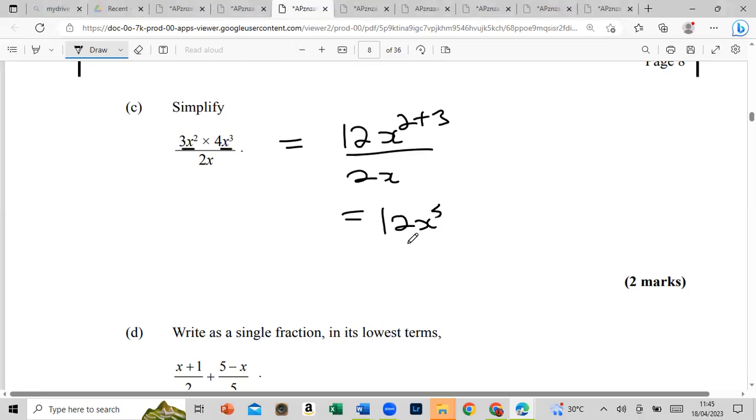divided by 2x. Now we can put 2x to the 1 because that's what it actually means. So 2 into 12 goes 6 times. When the base is the same and we divide, we subtract. So we're going to subtract 5 minus 1, which gives us 4. So our final answer for these 2 marks would be 6x to the 4th power.